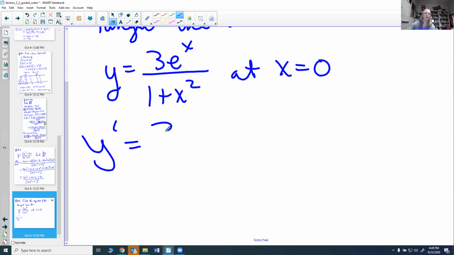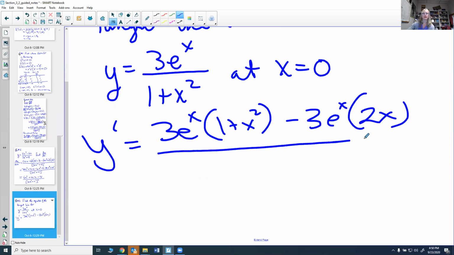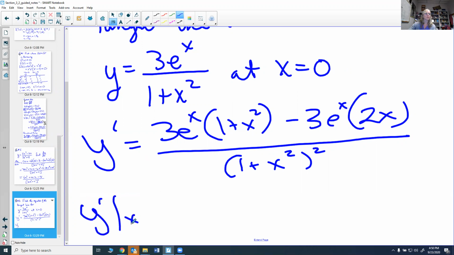So it's the derivative of the top. The derivative of 3e to the x is 3e to the x times the bottom minus the top times the derivative of the bottom. And the derivative of the bottom is just 2x all over the bottom squared. I could factor and simplify this, but I'm going to put a number in for x, so I don't really see a need to do that. So I'm not going to. I'm just going to go ahead and put 0 in.